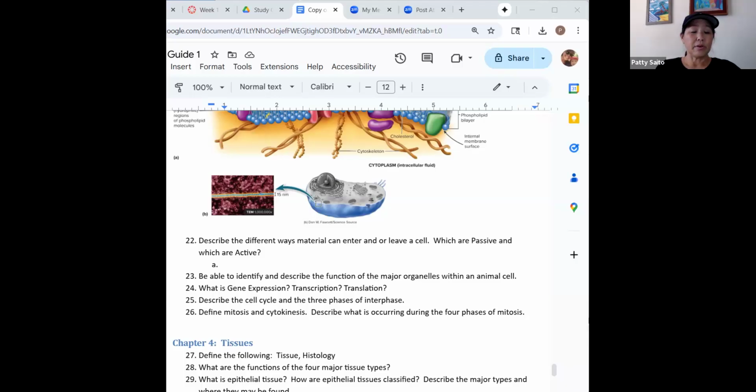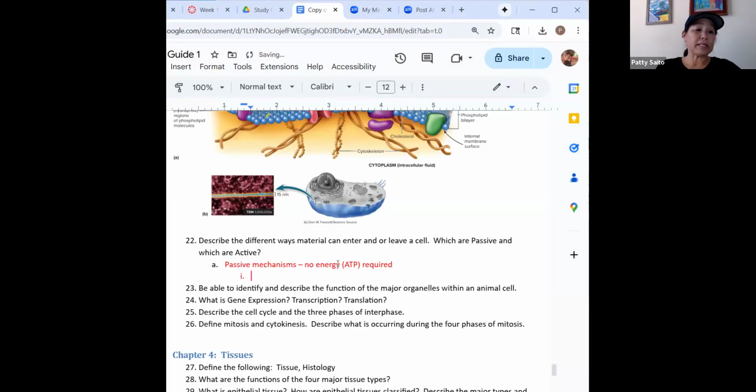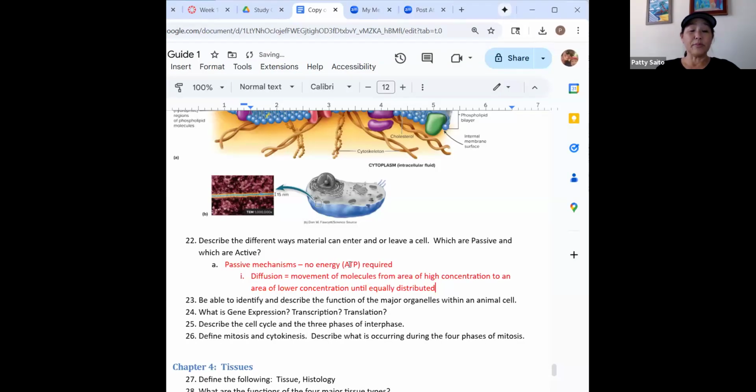Okay, so let's take a look at that first. What are some examples of passive mechanisms? The first type of passive mechanism is called diffusion. Let me define that. Diffusion is the movement of molecules from where there's a high concentration to where there's less, at a lower concentration, until it's equally distributed.